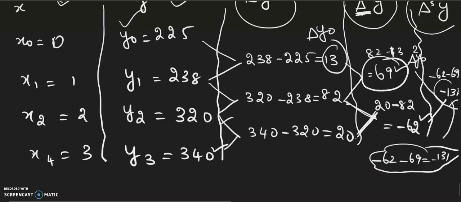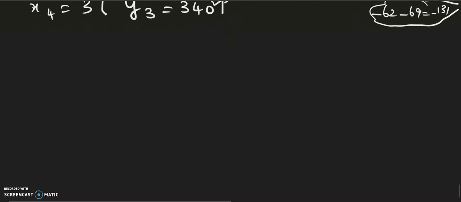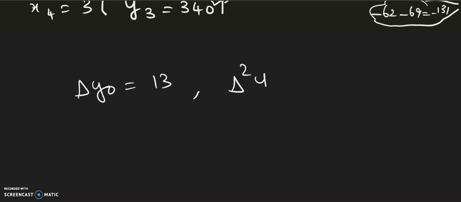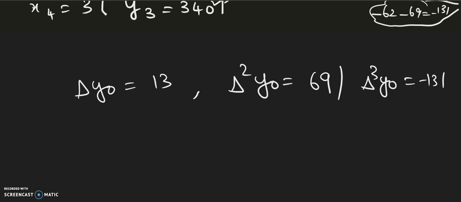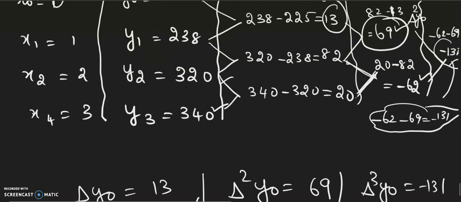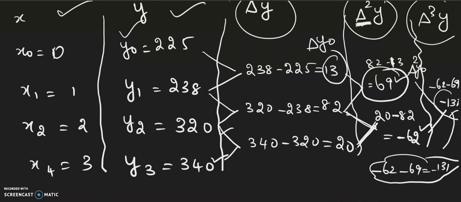I will rewrite these values again. So del y0 is your first value in your tabular column, that is 13. And del square y0 is again the first value in the next column, that is 69. And del cube y0 is equal to minus 131. So we are taking all the values on the top of the tabular column: y0, del y0, del square y0, del cube y0, and del power 4 y0. So I have written this.